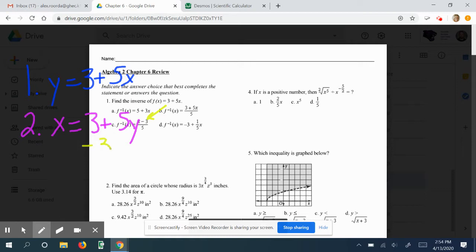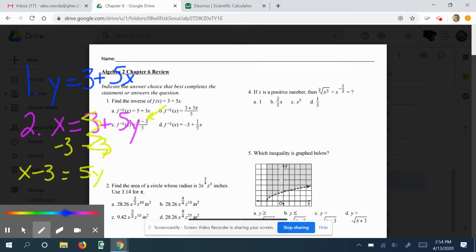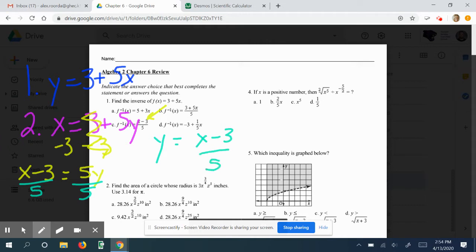So the first thing I have to do is move the 3, so that they cancel here on the right. And on the left, I'm left with x minus 3 equaling 5y. Now, if I want y by itself, my last step is to divide both sides by 5, and I get y is equal to x minus 3 over 5.